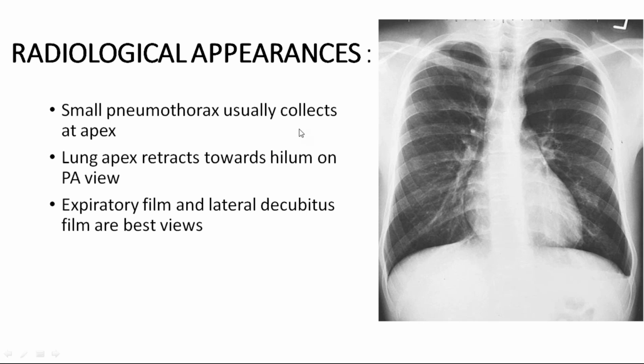The radiological appearances of pneumothorax. Usually the small pneumothorax will collect at the apex, as the air will go to non-dependent areas. The lung apex is retracted towards the hilum on posterior anterior view. Here, this is the PA view showing a small pneumothorax at the apex of the left lung, and we can see the retracted lung as well towards the hilum.